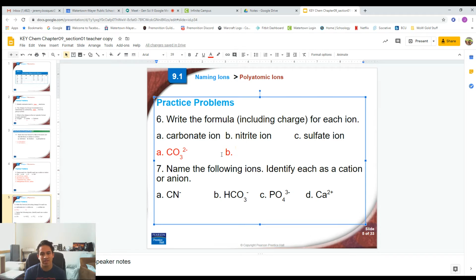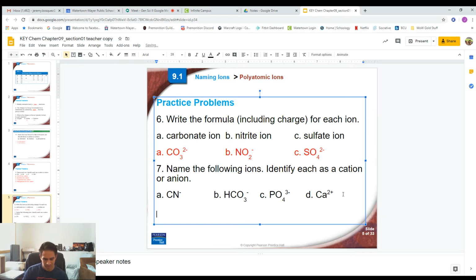For letter B, a nitrite ion, that is another polyatomic ion. It's on the back of your periodic table. It has a formula of NO2 -1. We don't need to put the -1, we can just put minus. So the 1 is just indicated there or assumed that it's there. And then sulfate, again, another polyatomic ion, has a chemical formula of SO4 and a charge of 2-. So that's what they're looking for on that one.